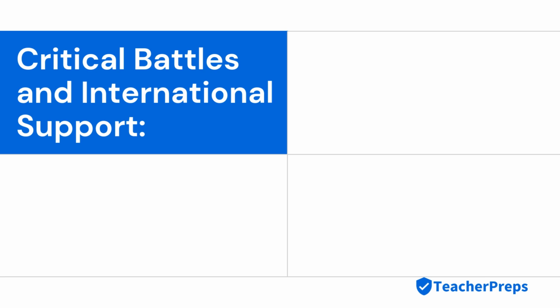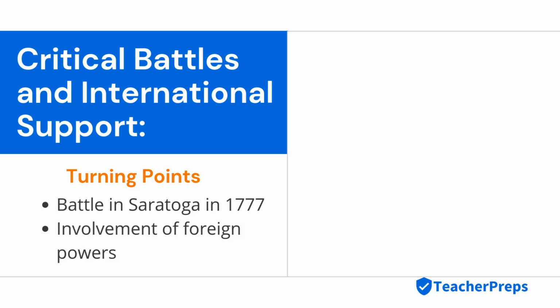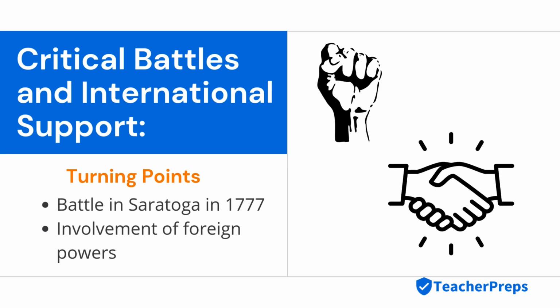Then, we also have a series of critical battles and international support to know about for your test. Starting with important turning points such as key battles like the one in Saratoga in 1777 and the involvement of foreign powers like the French, who helped secure support, such as providing the US with much needed supplies, which helped them maintain their fight against the British.